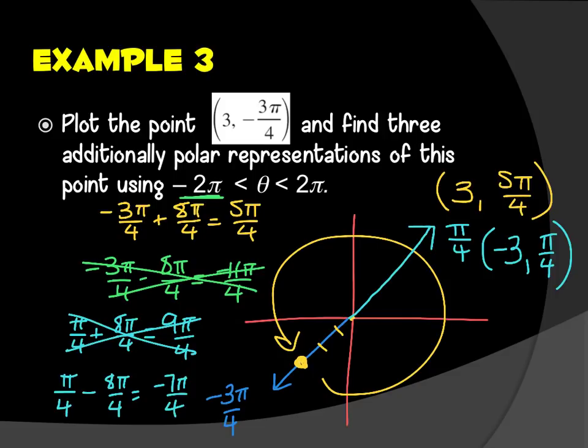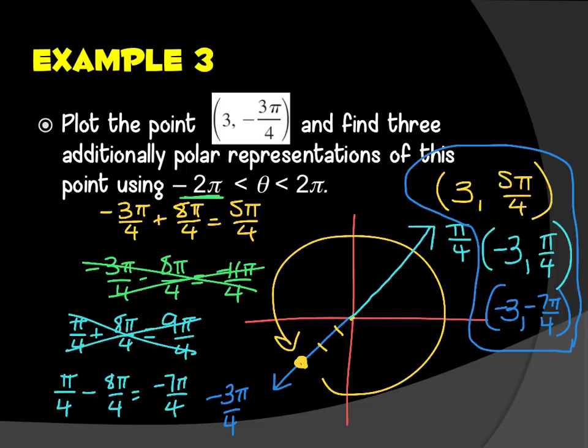Yeah, so it works, right? So I would do negative 3 and negative 7 pi over 4. So those are the 3 ways that you can represent the same point within the range of negative 2 pi and positive 2 pi. Kayla.